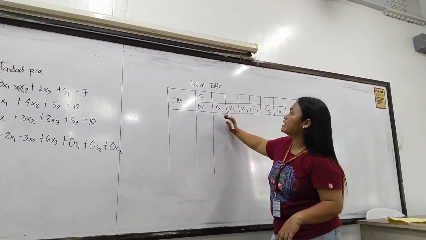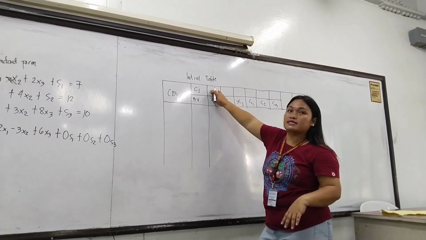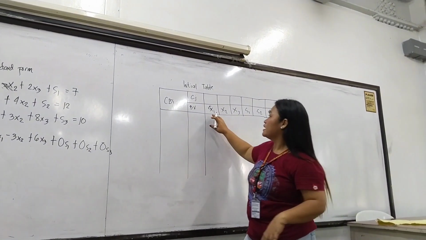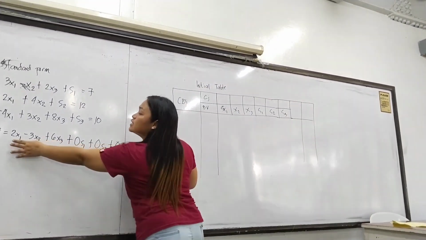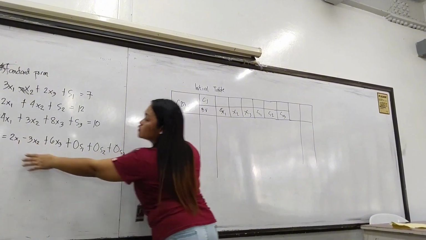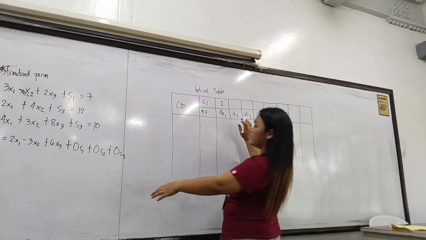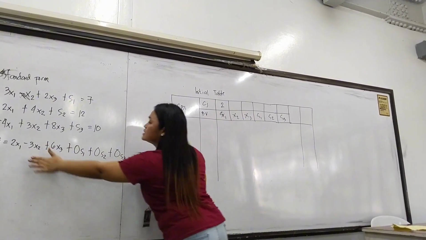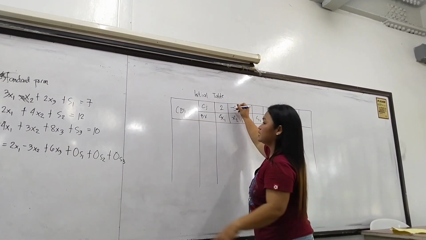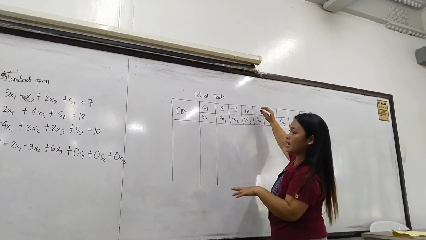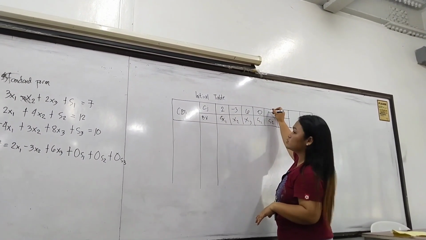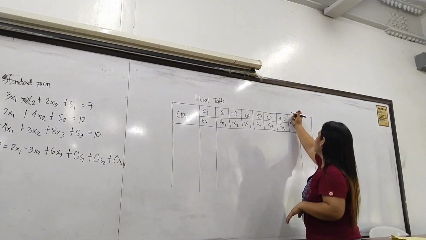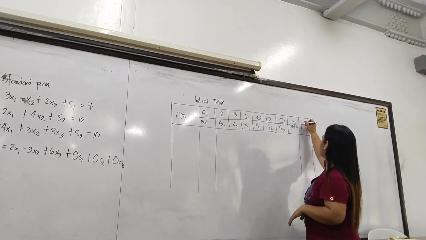So we have here our variables, then we write the CJ, which means the coefficients of these variables. The coefficient of x1 is 2. Then x2, the coefficient of x2 here is negative 3, then 6. Our s1 is 0, s2 is 0, and s3 is 0. So this is the solution. Iteration.